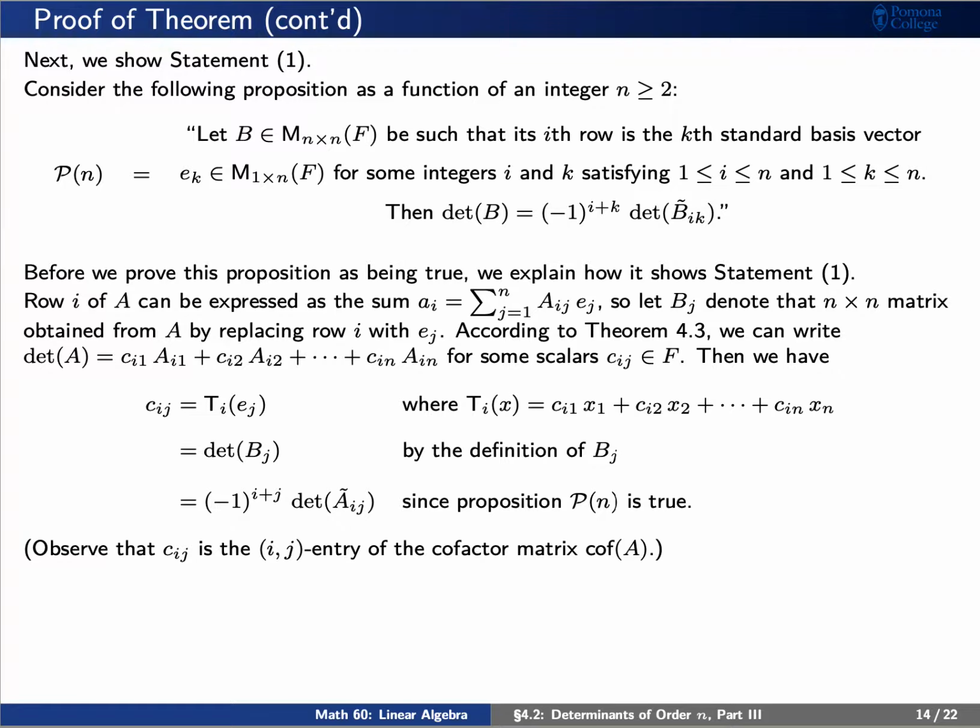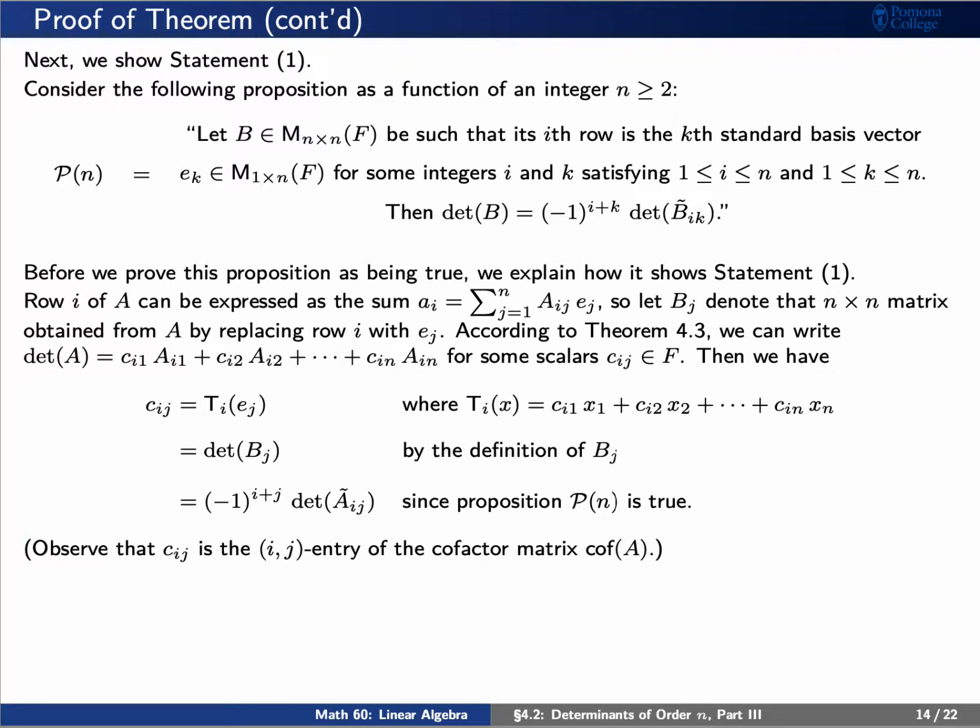Now, we have here our linear transformation T sub I coming from row I. So let's take our linear transformation and evaluate at the standard basis vector E sub j. Well, we can see here, just from some simple algebra, that Ti of E sub j is the scalar C sub ij. But from the way we've set up these definitions, Ti evaluated at Ej is by definition the determinant of B sub j.